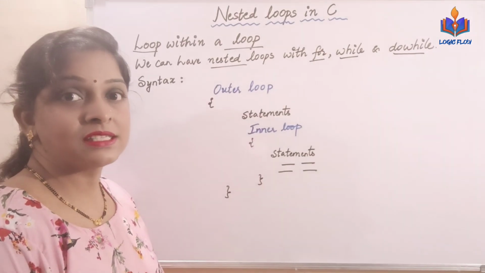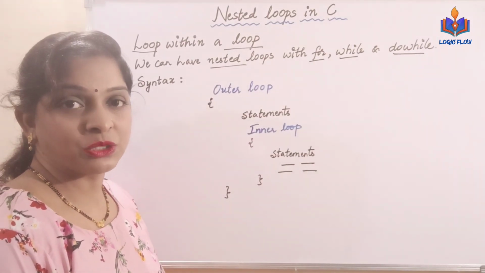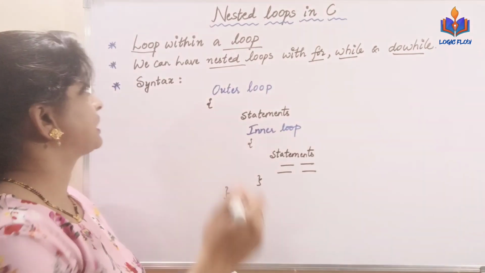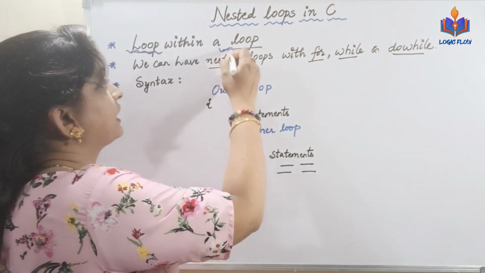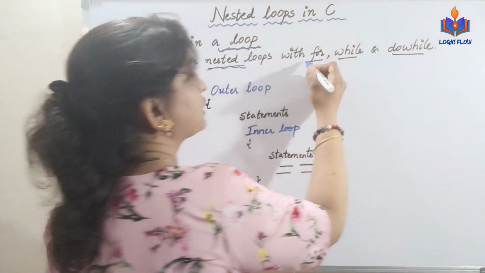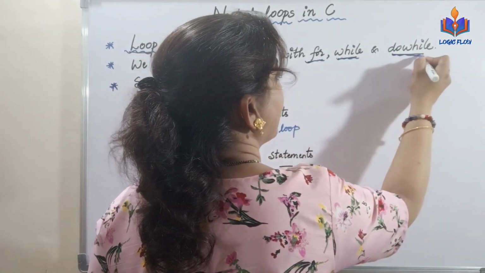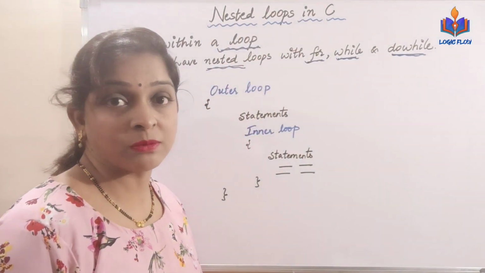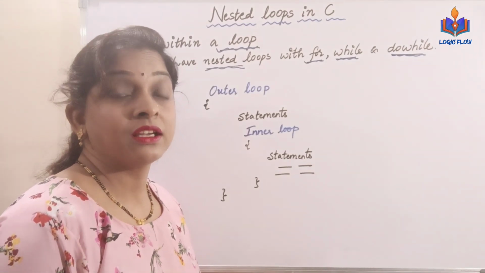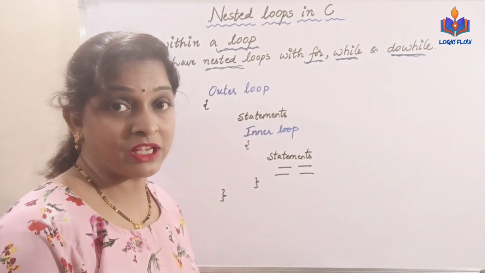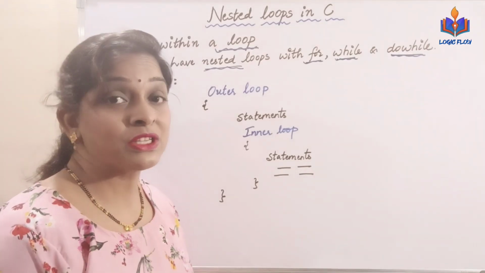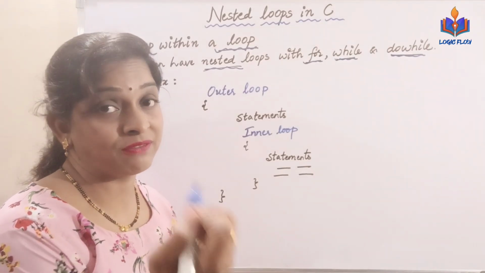Nested loop. The name itself tells you: nested loop means we are nesting a loop within a loop. So it is nothing but a loop within a loop. We can have nested loops with for loop, while loop and do while loop. We discussed for, while and do while in the previous videos, so please do check out the playlist. We have seen how statements can be executed repeatedly based on the evaluation of some condition, and how it works with for, while and do while.